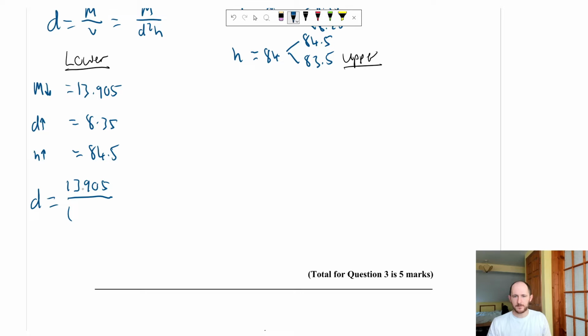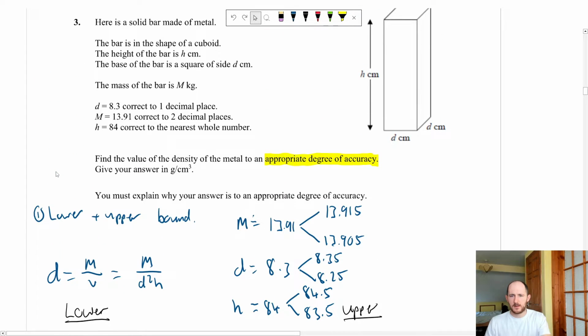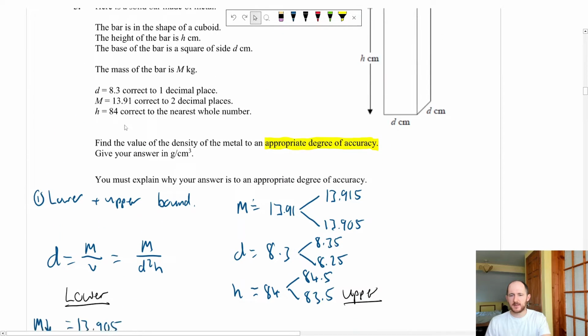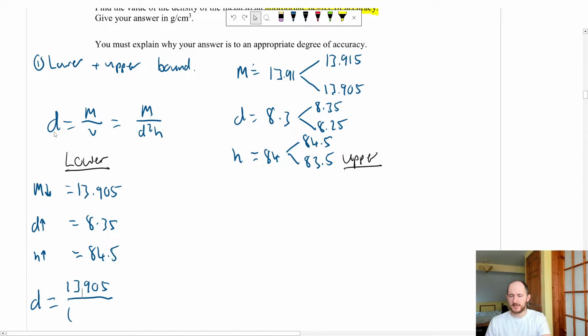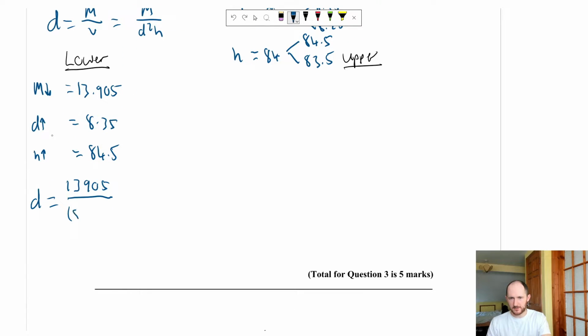Cool. D is 8.35. No, not D. No, they do use D. That's a difficult letter to use because we have D over here. Alright, fine. 8.35 squared.